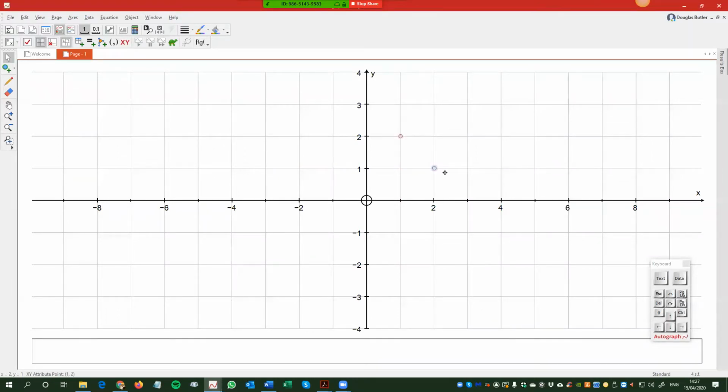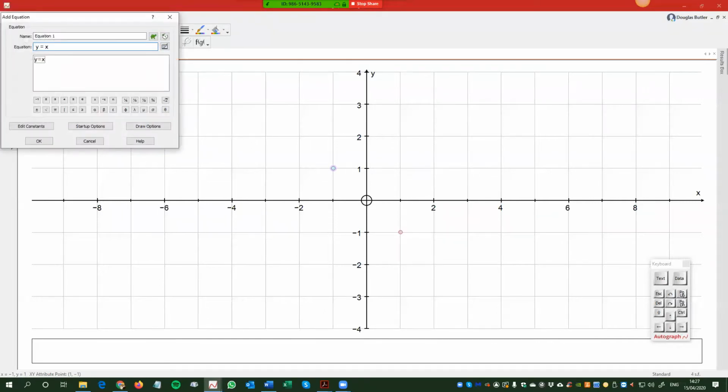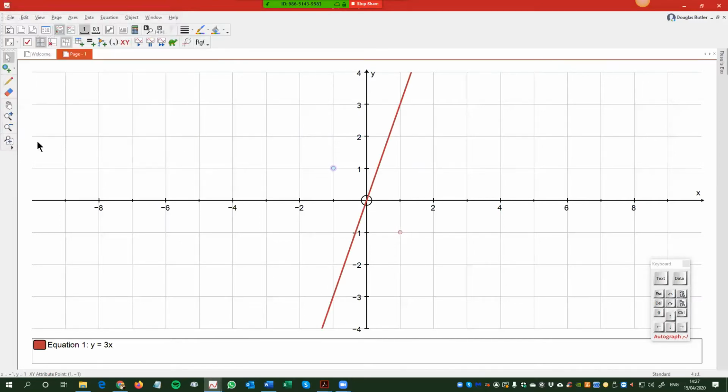Okay, so what I want to do now is introduce you to some functions that have relatively straightforward inverses, and then we'll go to a slightly more complicated one. So I'm going to enter y equals 3x. What's that going to look like? Well, y equals x is like this. y equals 3x is going to go through here, down like that. Yes. Okay, what I want to do now is attach this point to this line.